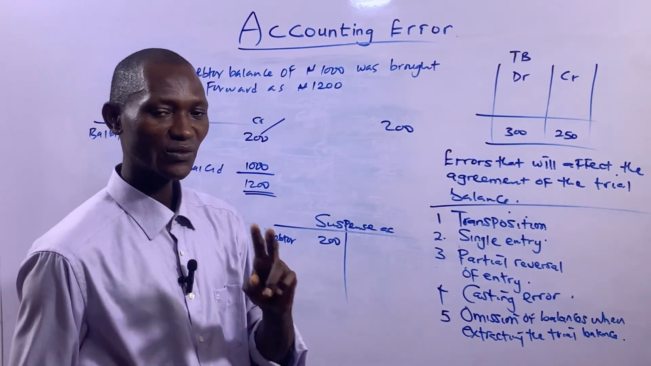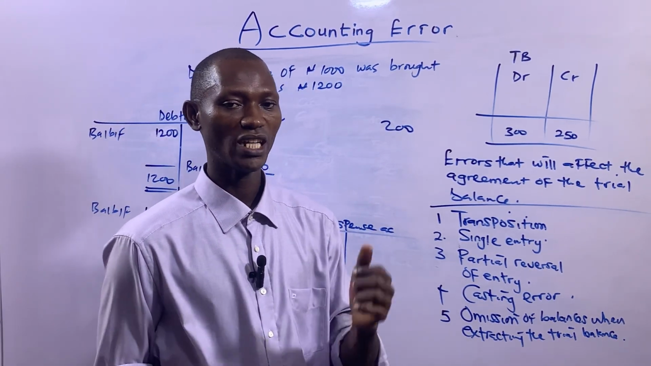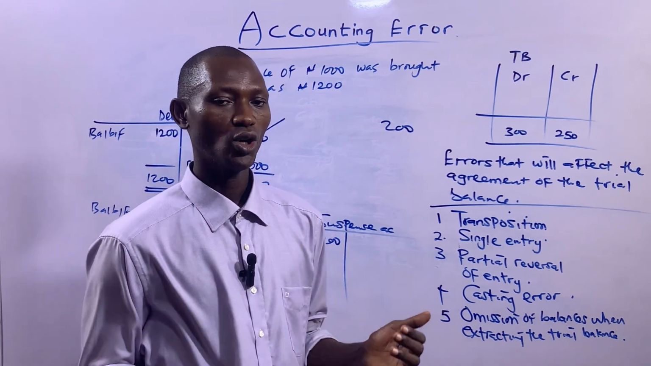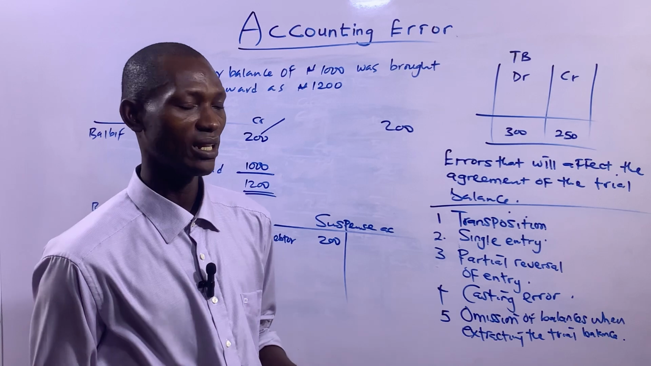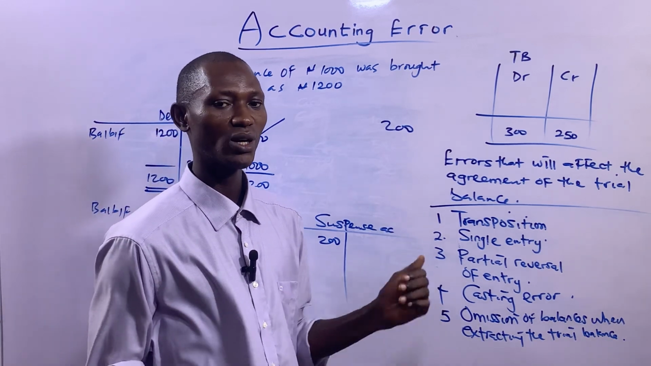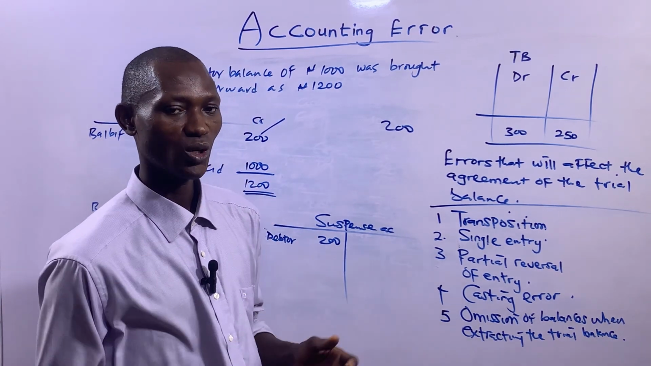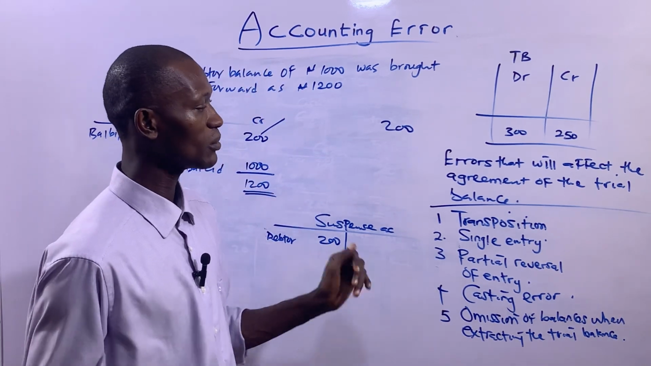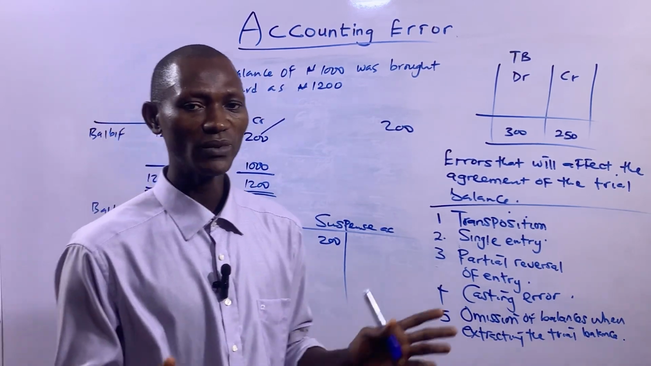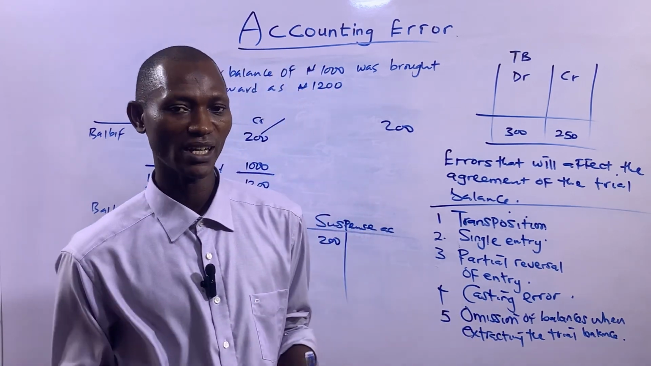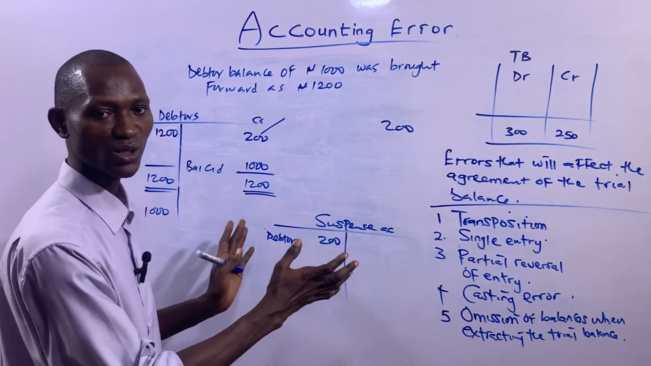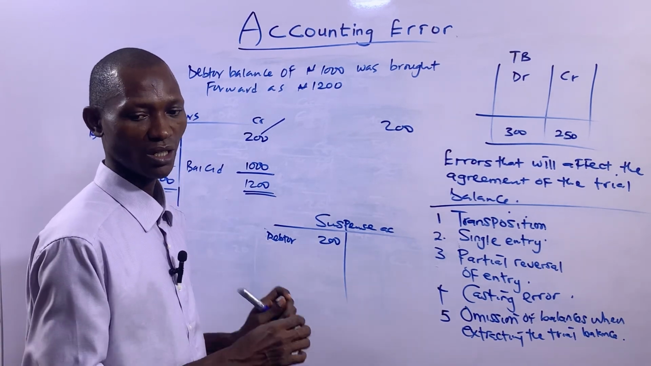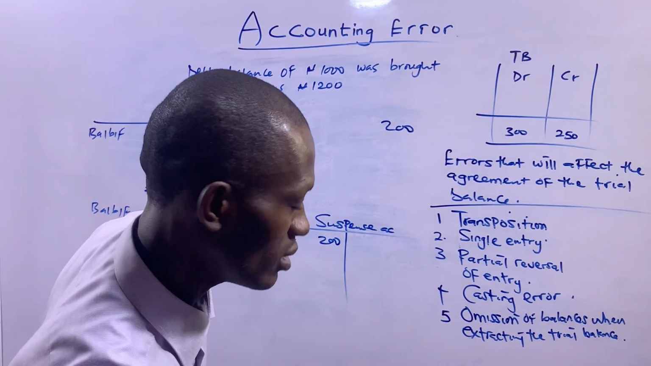So we have successfully talked about two categories of error. In our first episode, we talked about errors that will not affect, or that will not be disclosed by, the trial balance. And now we are looking at errors that will affect, or that will be disclosed by, the trial balance. So now we want to look at narration as well as suspense account. Although you've had a nodding acquaintance of what suspense account is about, we are going to look at them in short now. So let's look at those two.